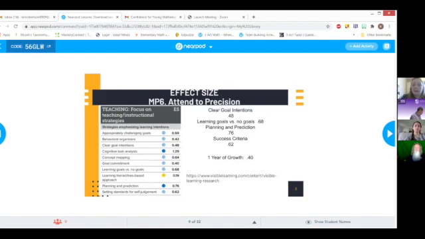Clear goal intentions, that has over a year of growth. Learning goals versus no goals, that has about a year and a half worth of growth. Planning and prediction, 0.76, success criteria, over a year of growth as well. And so those are huge increments of success if you are implementing those in your classroom. And we're going to take a look at clear goal intentions, learning goals, and then success criteria in the next couple of slides. But I wanted to present to you the numbers in this math presentation so you see that there is some foundation for why his research is very valued.